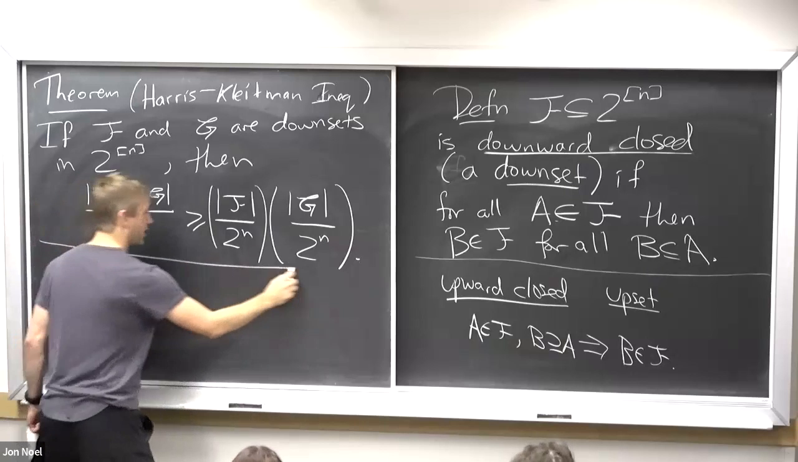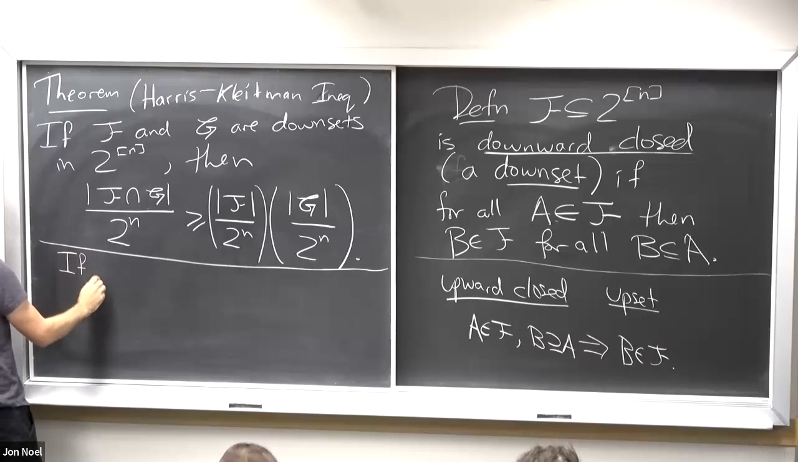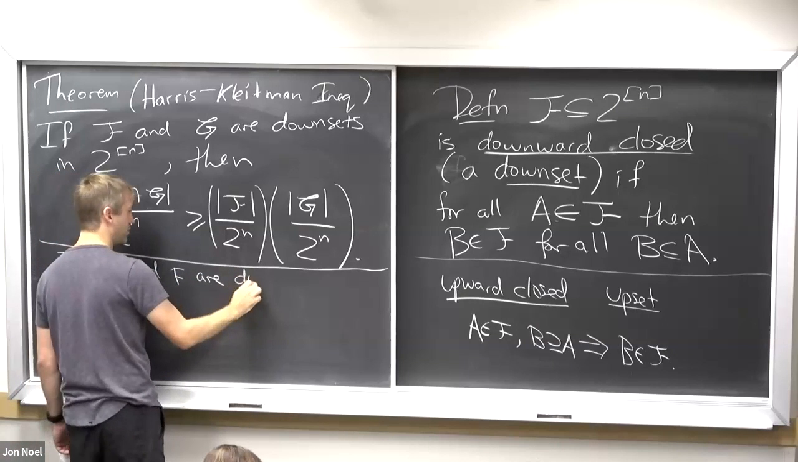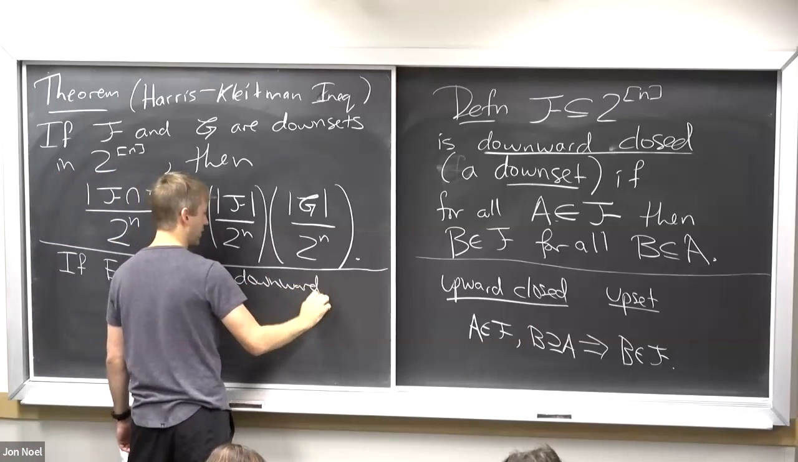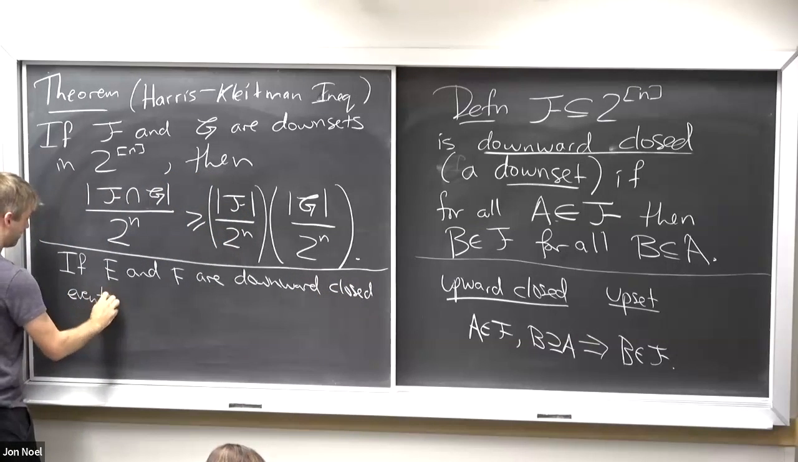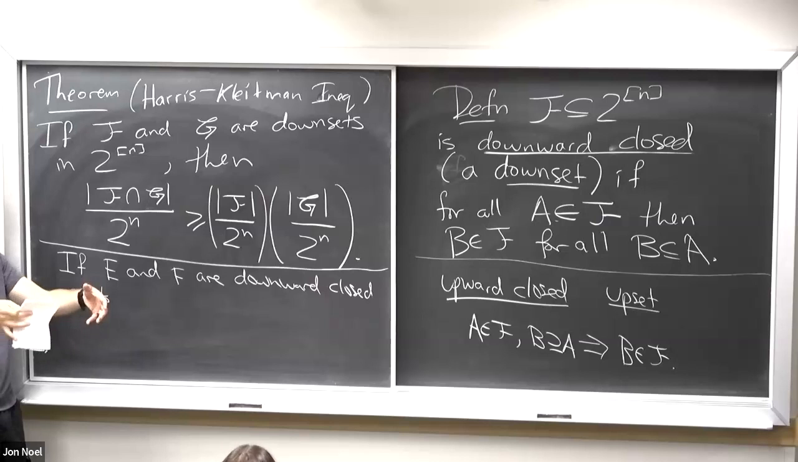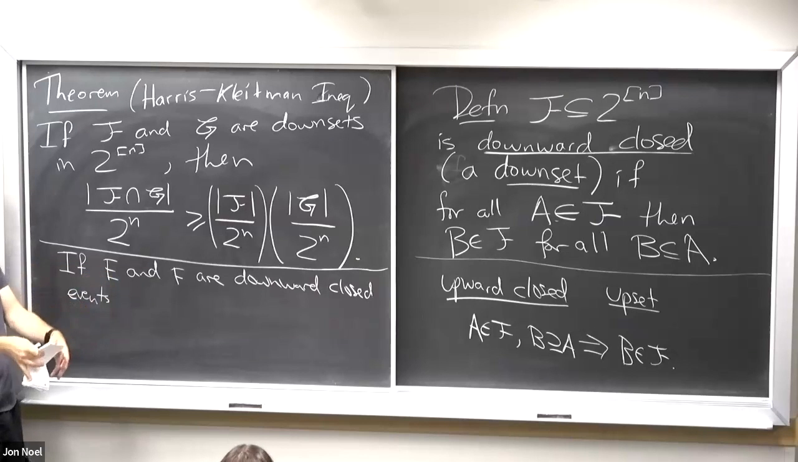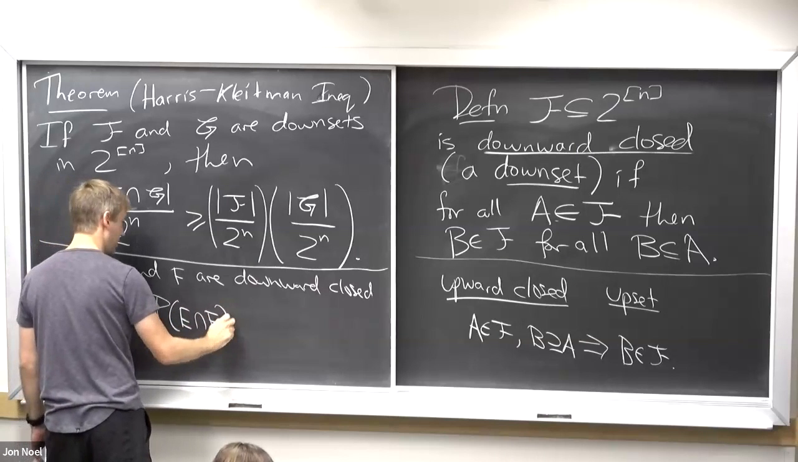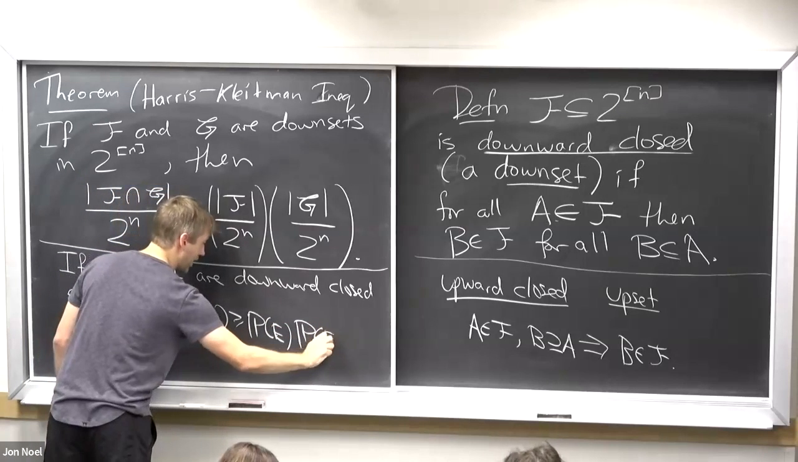So in probability terminology, if E and F are downward closed events, by which I mean that if one of them happens and you replace the set with a subset, then the event still happens, then the probability that both of them happen is at least the probability that the first one happens times the probability that the second one happens.